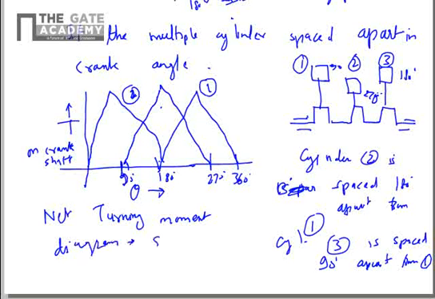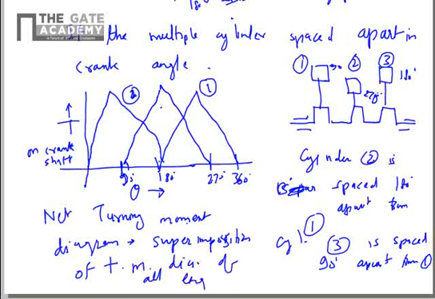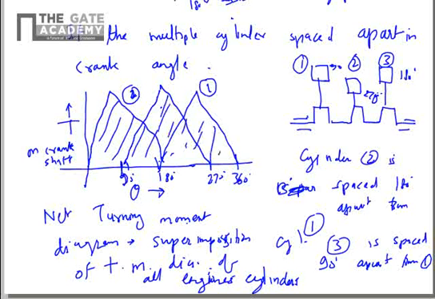So the net turning moment diagram is the superimposition of the turning moment diagrams of all engine cylinders, in a multiple cylinder engine. So just superimpose that, and you'll find this. Now there is a special interesting property here. If you consider the area under the graph, we have to draw a mean torque line.